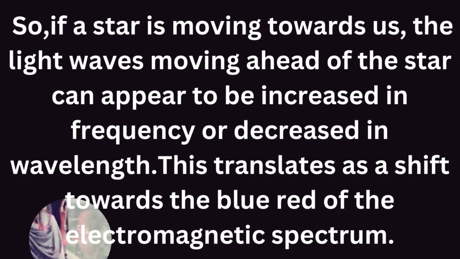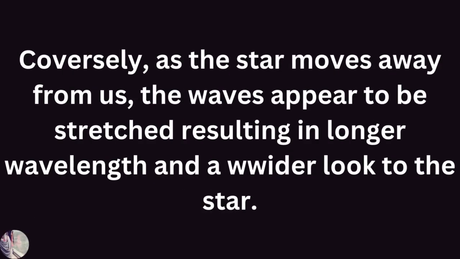So, if a star is moving towards us, the light waves moving ahead of the star can appear to be increased in frequency or decreased in wavelength. This translates as a shift towards the blue end of the electromagnetic spectrum. Conversely, as the star moves away from us, the waves appear to be stretched, resulting in longer wavelength and lower frequency, like we dealt with the source of sound.